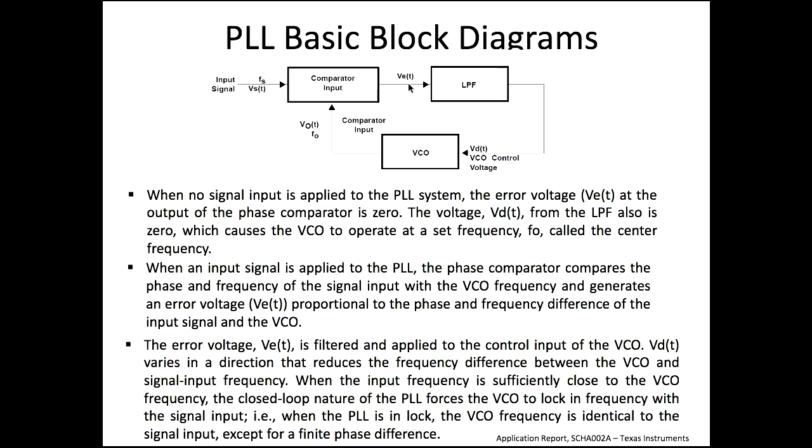This error signal we will not connect directly to the VCO. Why? Because the VCO needs a kind of DC voltage. This error signal might be varying, so it is put through a low pass filter to make it somewhat smooth, and then we connect it to the VCO.